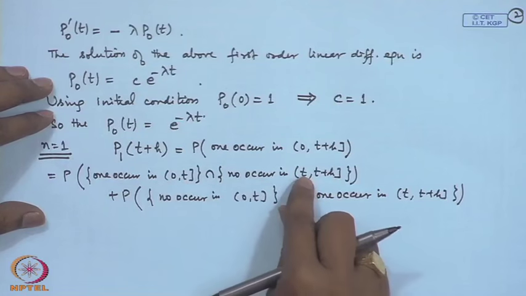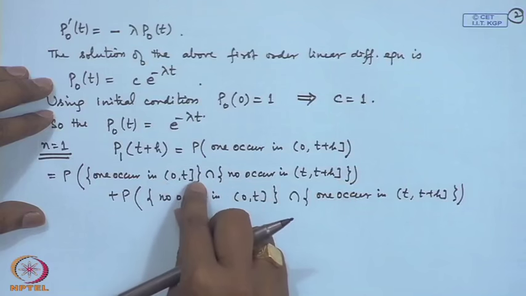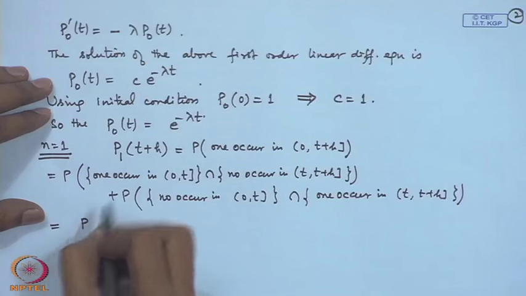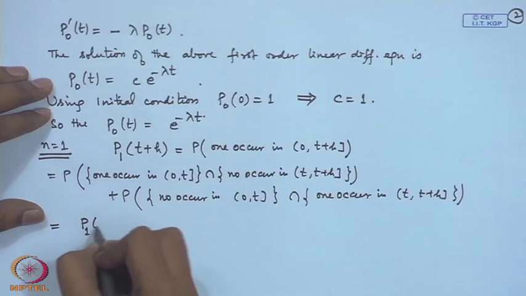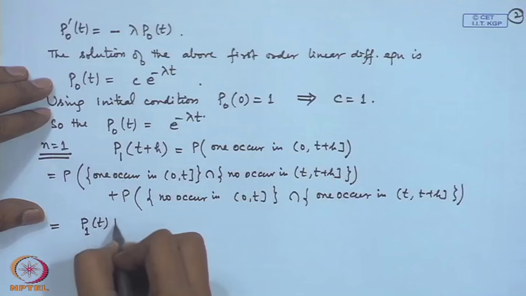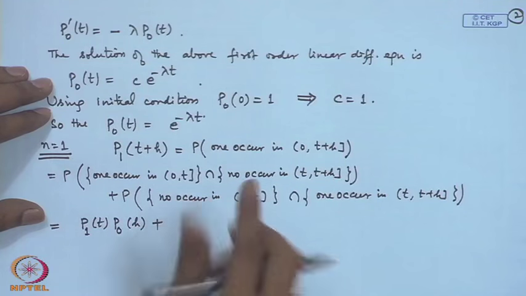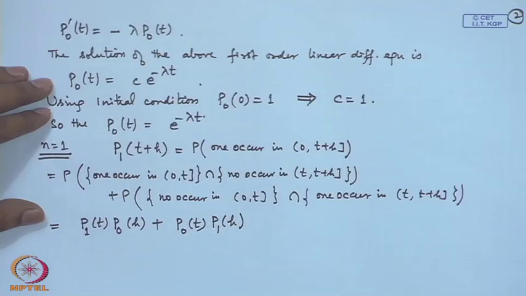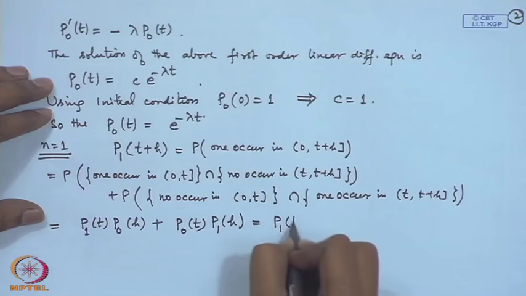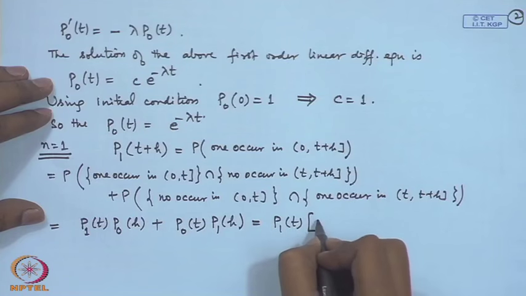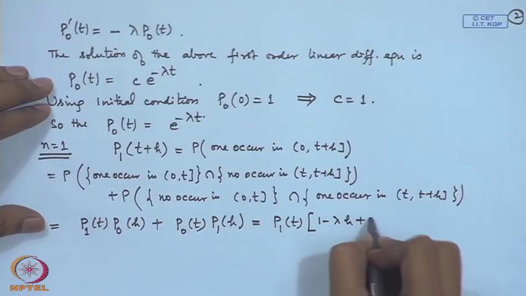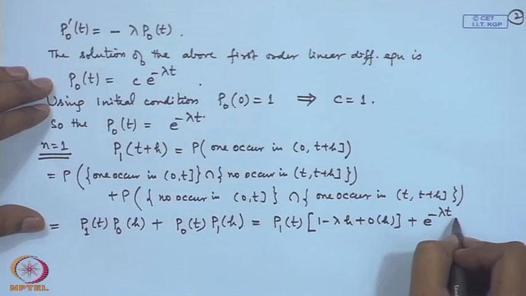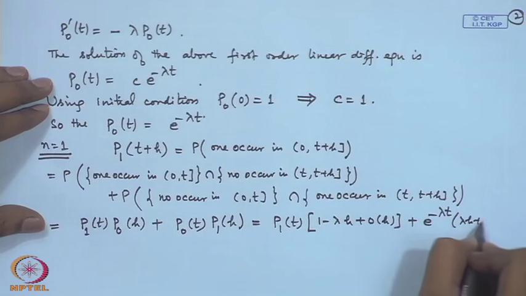Once again you can consider 0 to t and t to t plus h. These are disjoint intervals because this is closed here and it is open here, and we can use the independence assumption. So, this becomes simply probability of one occurrence in 0 to t, that is p1(t). Probability of no occurrence in t to t plus h is p0(h). Then probability of no occurrence in 0 to t, that is p0(t), and probability of one occurrence in t to t plus h is p1(h). Now, here we substitute the values. So, this is equal to p1(t) times p0(h), which is 1 minus lambda h plus o(h), plus, now p0(t) we have already established as e to the power minus lambda t. So, we can write the value here, and p1(h) is again lambda h plus o(h).